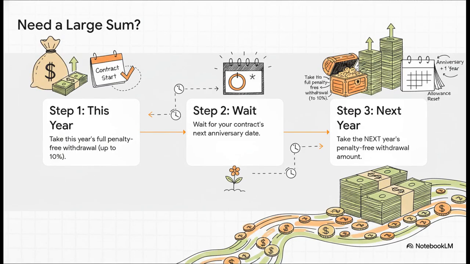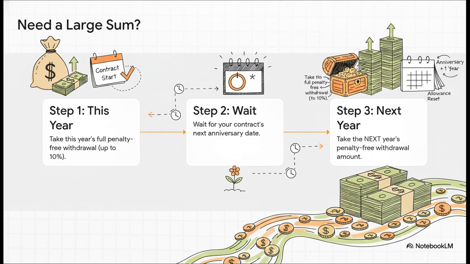So check this out. This little strategy shows how a bit of timing can save you a ton of money. Let's say you need to get 20% of your money out. Instead of taking it all in one go and paying a surrender charge on that second 10%, you play it smart. First, you take out your full 10% penalty-free amount for the current contract year.